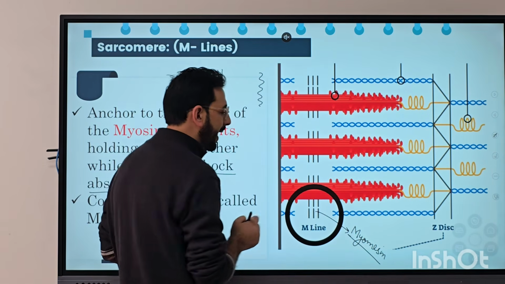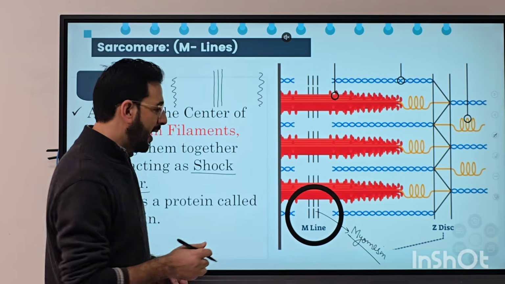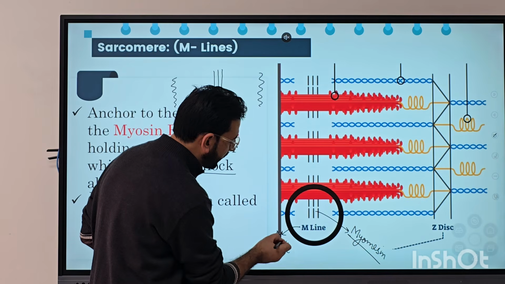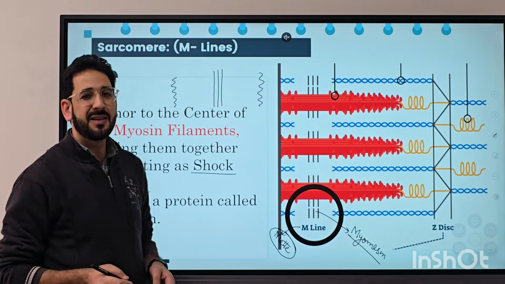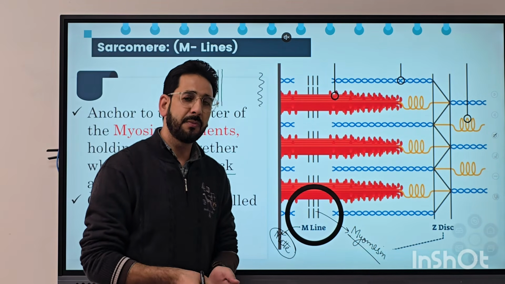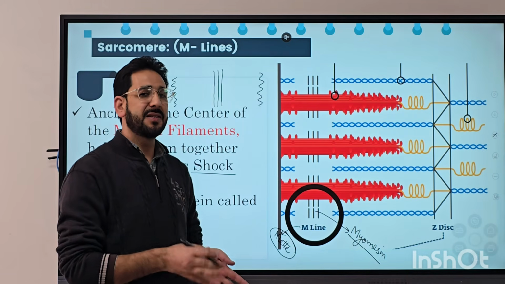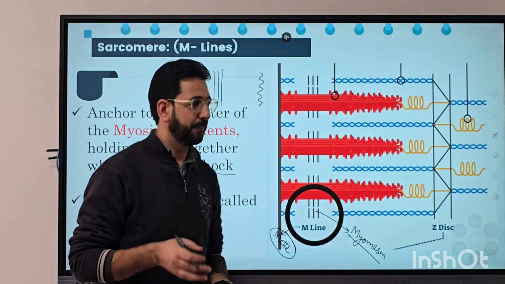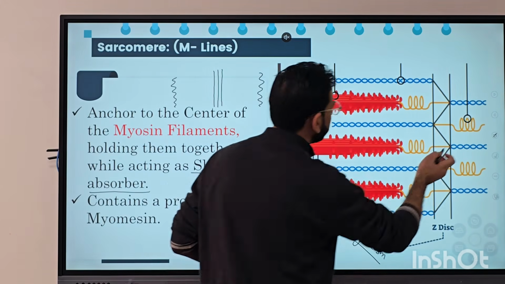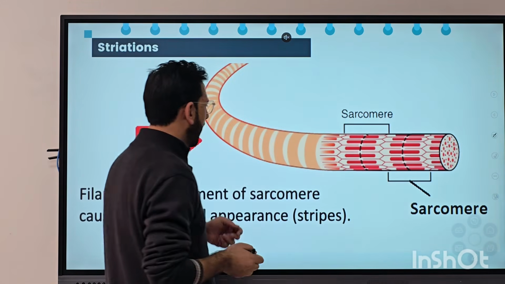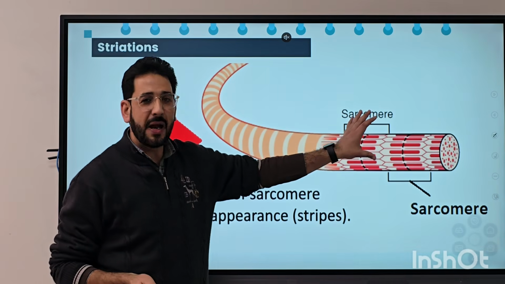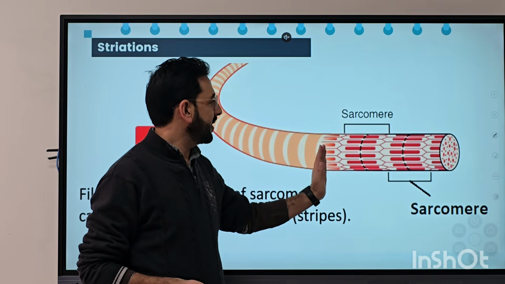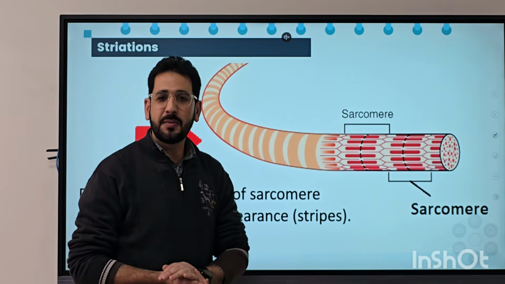Now, why M line? It also has a German origin, and this M has been taken from the word Mitte. And Mitte means middle, so it is in the middle of the sarcomere. So that means it is called the Mitte line, or in short, it has been given the name M line. Now, after that, we have, for example, this is the myofibril here, and this myofibril, I've already told you, has these Z lines, it has these sarcomeres inside.